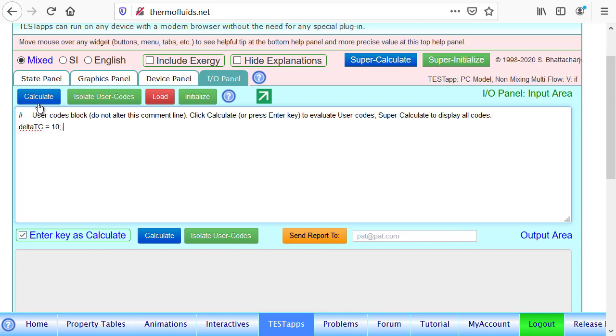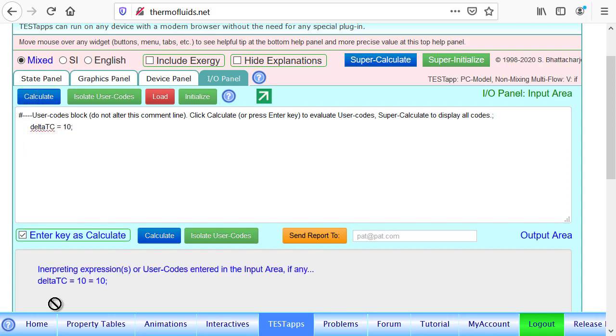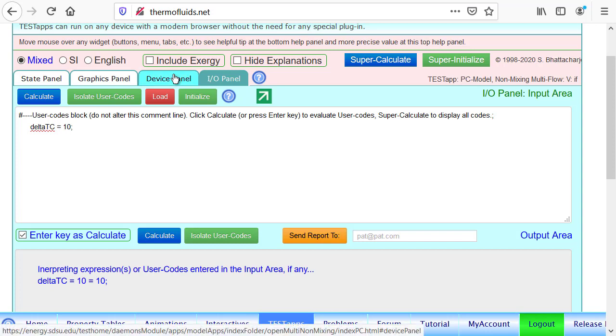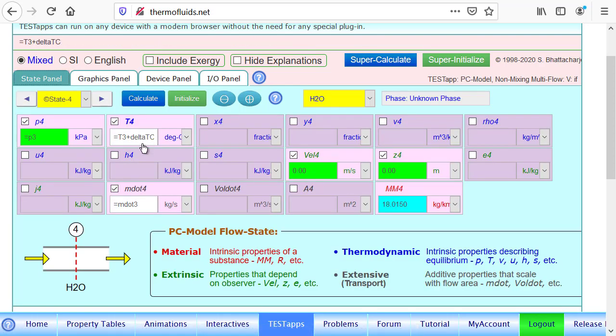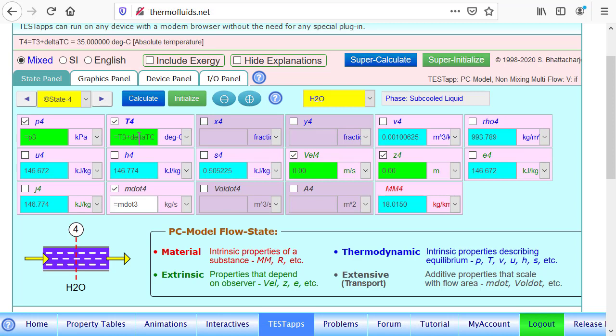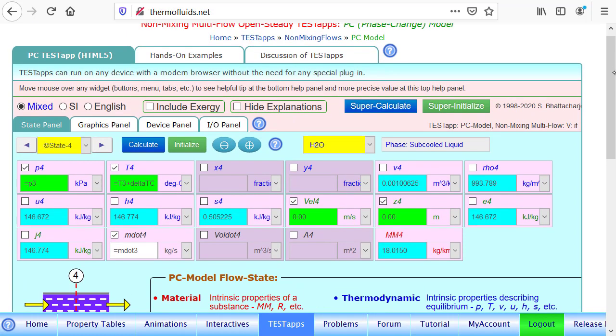Now if I click calculate in the I/O panel, this variable is registered and delta T in Celsius is recorded as 10. It doesn't matter, you can name it any variable. Generally what I do is put the name of the variable first and the unit second. That's how I compose variable names. If you now go back to the state panel, now that delta T in Celsius is known, if you do another calculate, you'll notice this is a green background now, so T4 can be evaluated. You can just point your mouse over T4 and the value will appear in this zone.